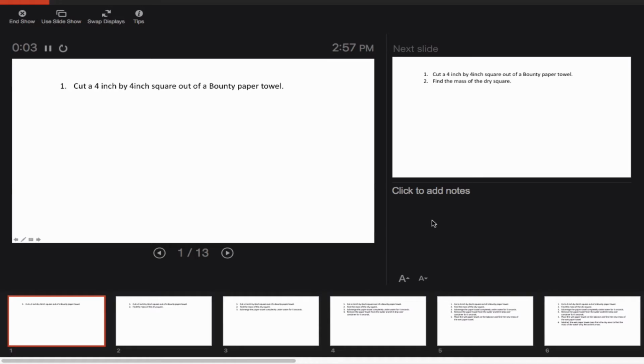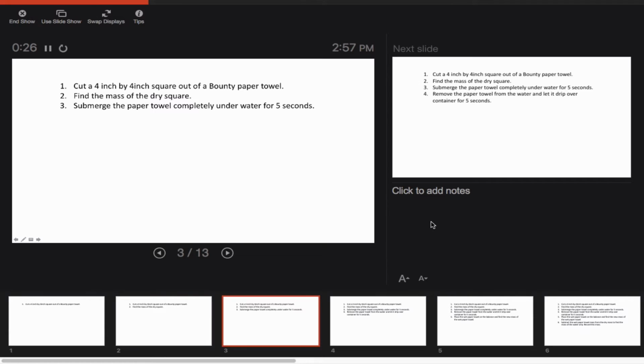All right, now here's our part on the procedure, and yours won't look word for word like the one that you're going to see, but you should have a couple of things definitely in it. So my procedure: cut a 4" by 4" square Brawny paper towel, and I just made up that size. Find the mass of the dry square that you cut out. Submerge the paper towel completely underwater for 5 seconds.